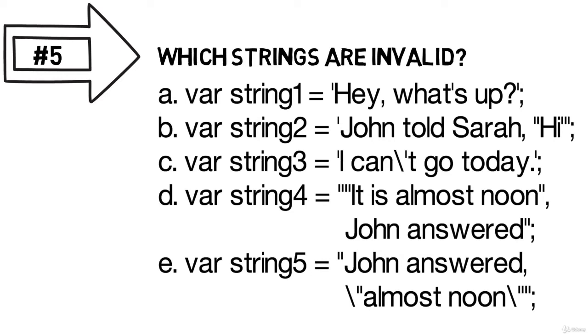Lastly, we have the letter E. This is valid because while we have double quotes within double quotes, as we did with letter D, we have used the escape character in front of each of the double quotes, letting our interpreter know that we want these double quotes to read as part of the text.